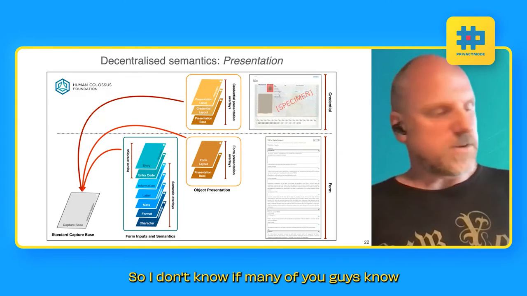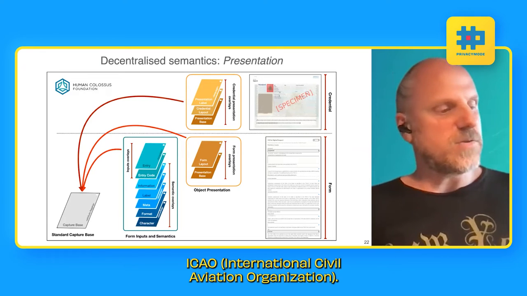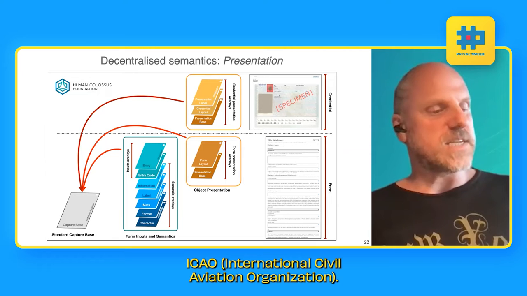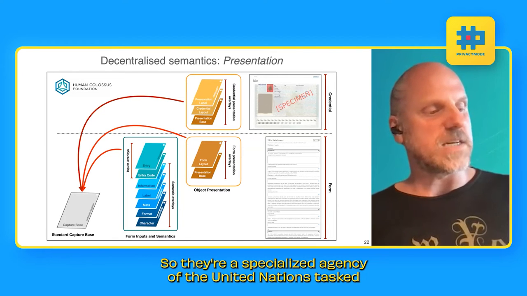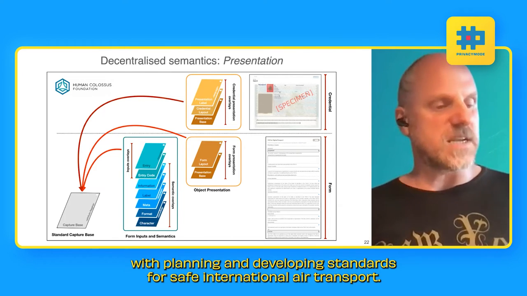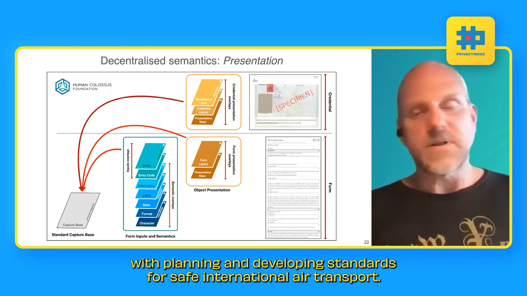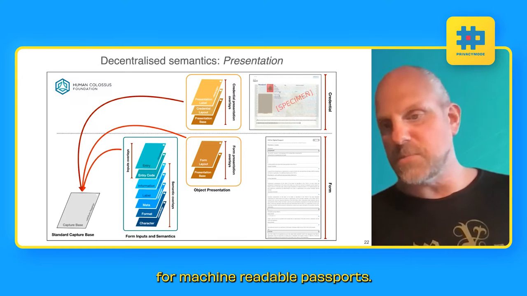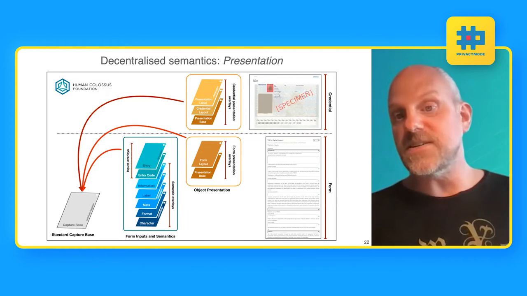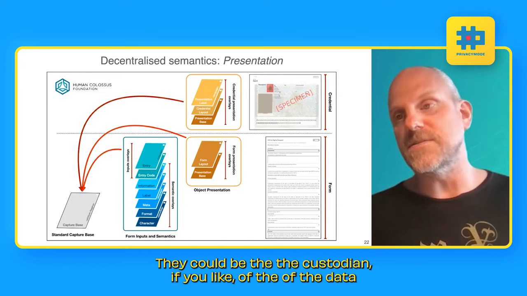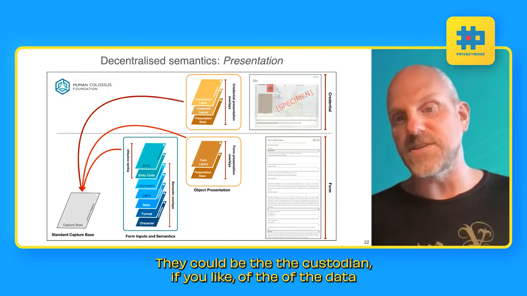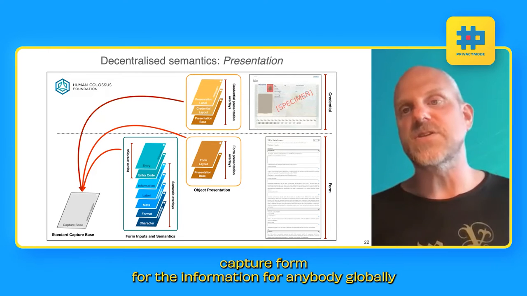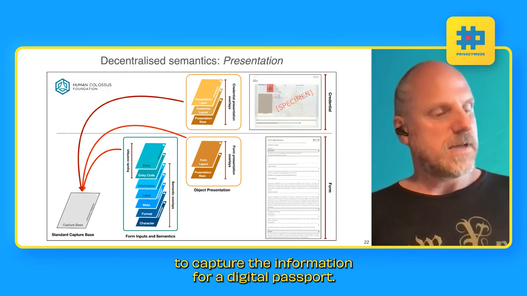I don't know if many of you know ICAO, I-C-A-O, the International Civil Aviation Organization. They're a specialized agency of the United Nations tasked with planning and developing standards for safe international air transport. They've got a lot of standards for machine readable passports. They could be the custodian, if you like, of the data capture form for anybody globally to capture the information for a digital passport.